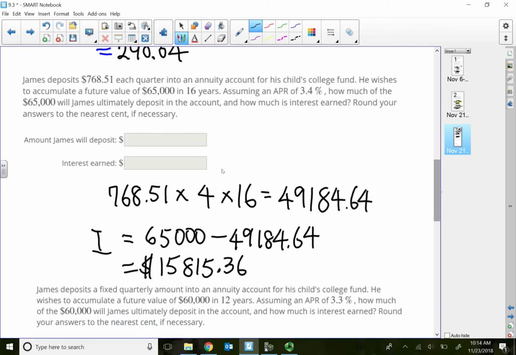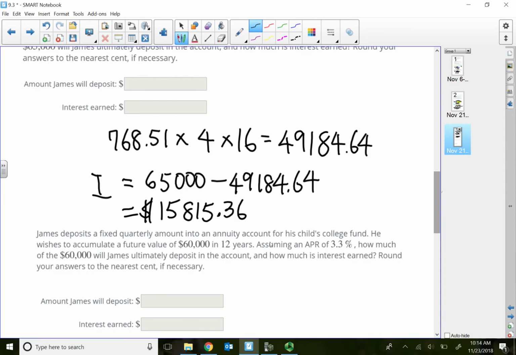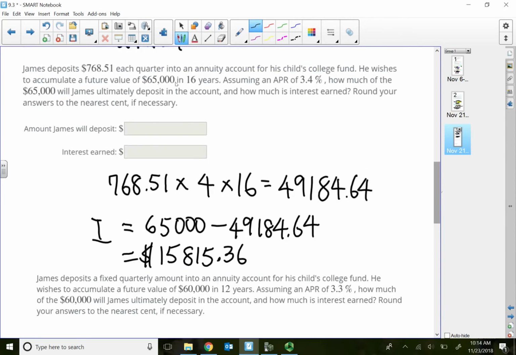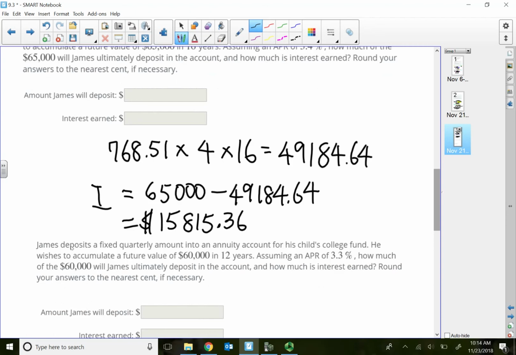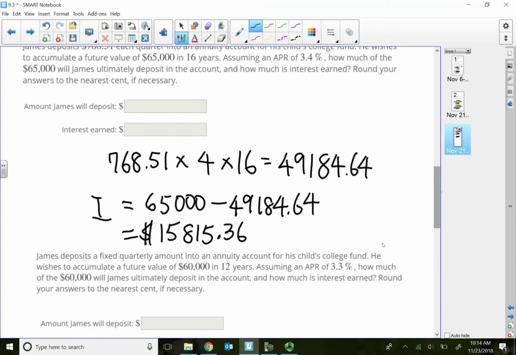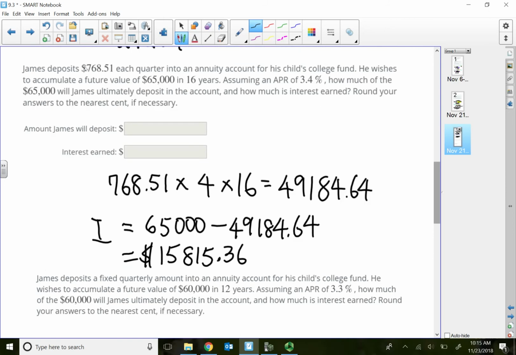All right, now same kind of problem. If you read this problem, it's just like the top, except at the beginning it says James deposits a fixed quarterly amount. It doesn't tell me what it is. He wishes to accumulate the value to $60,000 in 12 years, assuming an APR of 3.3%. How much of the $60,000 will James ultimately deposit? The difference between the two problems is up here it tells me what the quarterly payment is. Down here it's just saying a fixed quarterly amount.